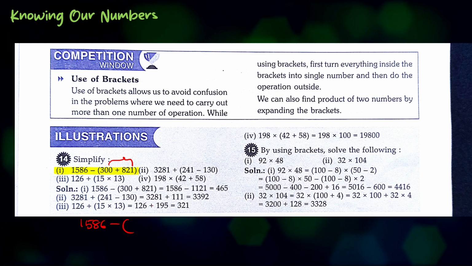By adding these two, we get 300 plus 821. You will get 1121. Okay, and then you have to solve these two. There is this one minus this one. You will get 465. So that's how you solve.